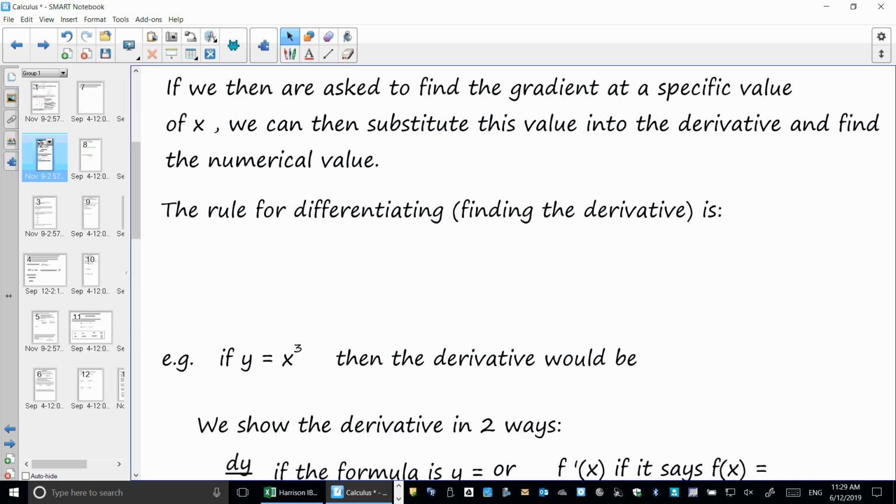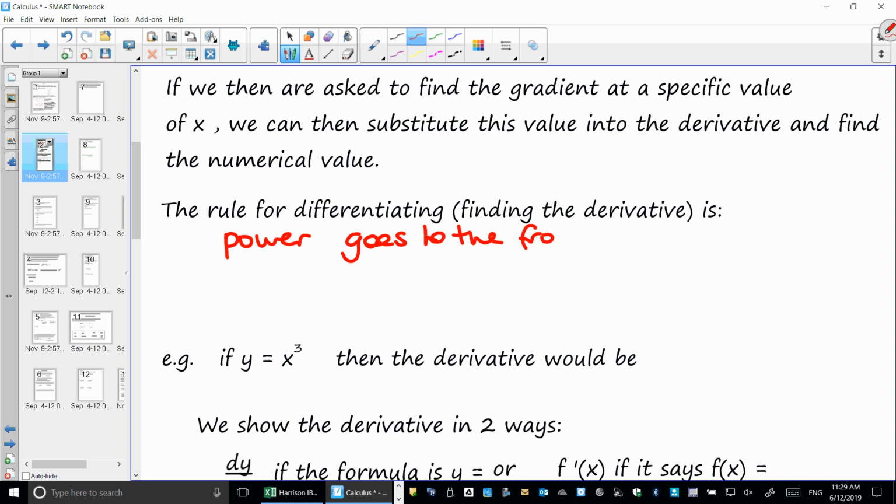So now, we talked about this yesterday, what's the rule for differentiating something? How do we differentiate? Where's the power go? Top right. Exactly. The power goes to the front and you subtract 1 from the power. Okay? Now I do it in just layman's terms, literally, because that's how I remember it. There are fancy ways of writing it, but quite frankly, I would rather just know that.